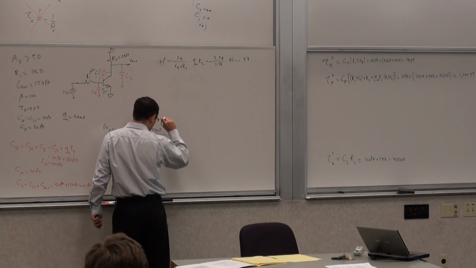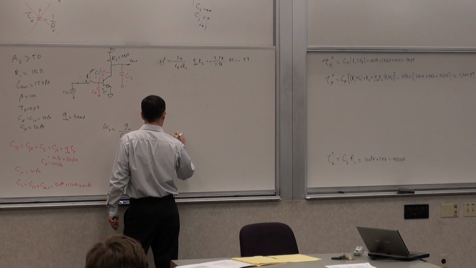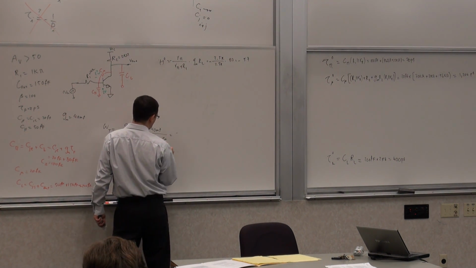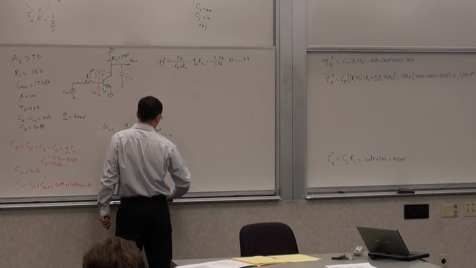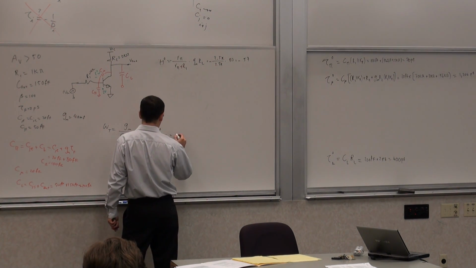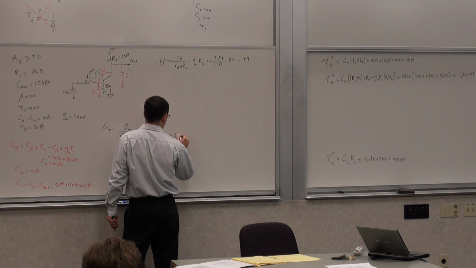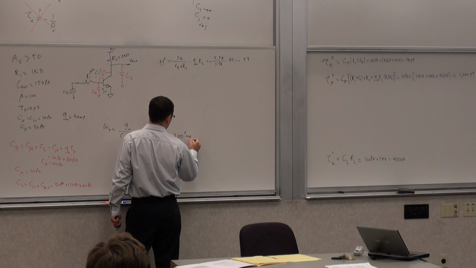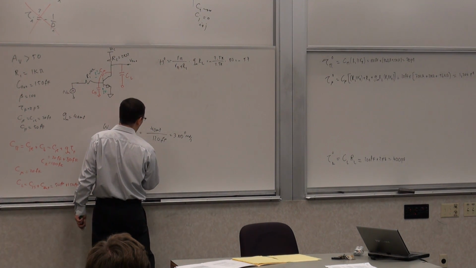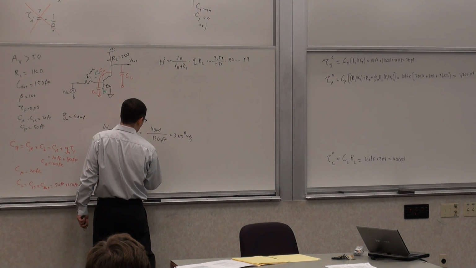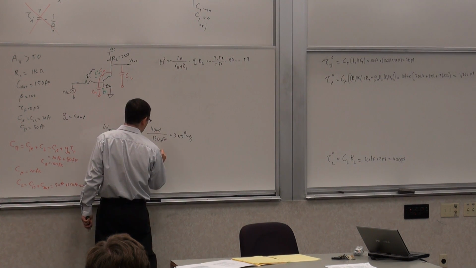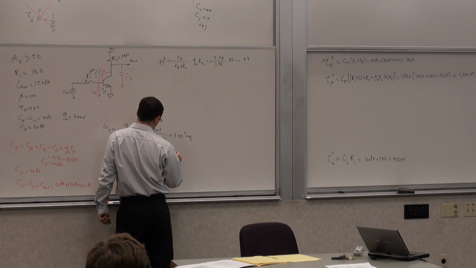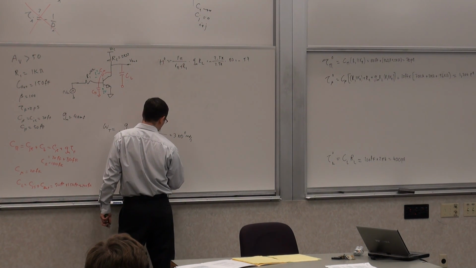So you're looking at, this is the femto, so this is 10 to the minus 15. That's 10 to the minus 3, so that's 10 to the 12. So that gives you 3 times 10 to the 11 radians per second. So you divide it by 2 pi, you get approximately 5 times 10 to the 10 hertz, which is approximately 50 gigahertz.